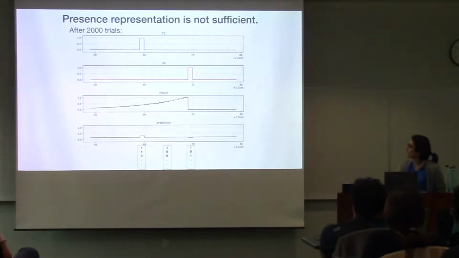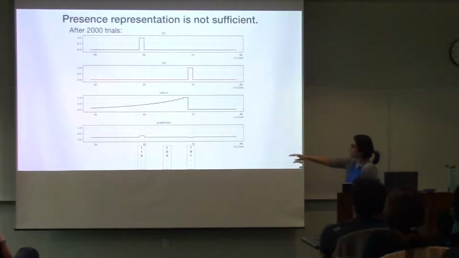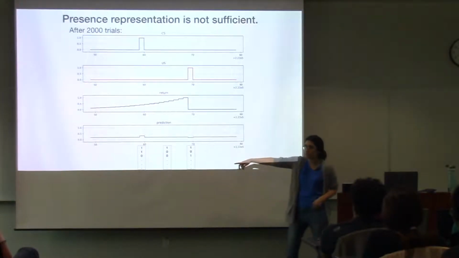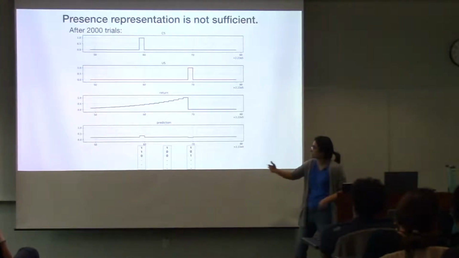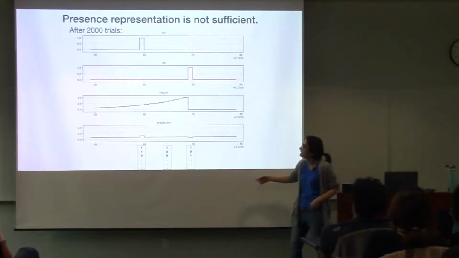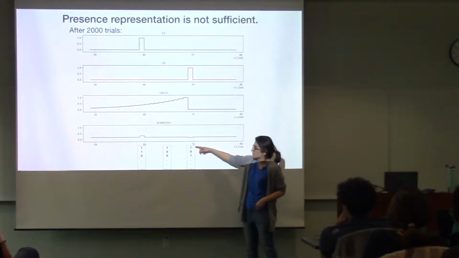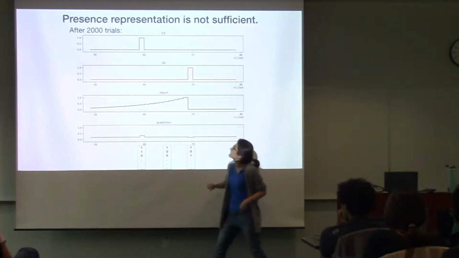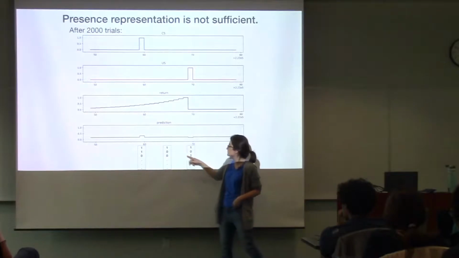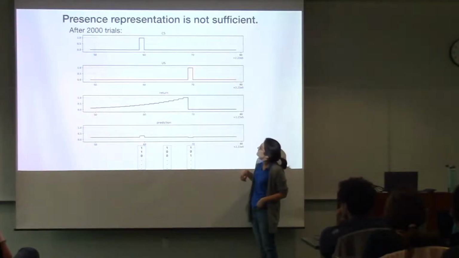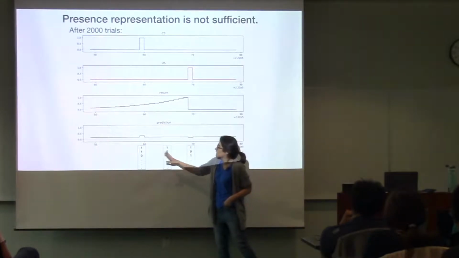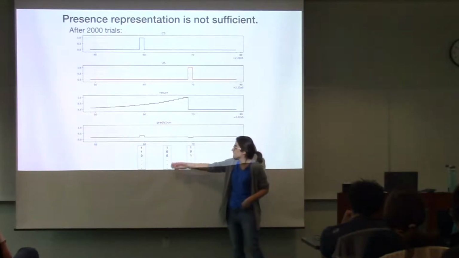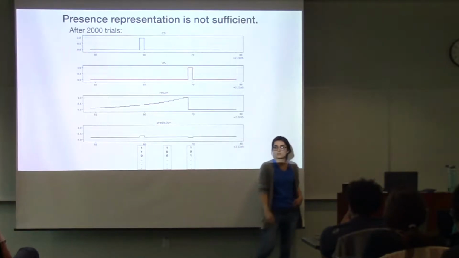So here I'm showing the representation to give some reasons why this is happening. This is the bias term, which is always on. This is the CS, which is one only when the CS is on, and this is the US, which is one only when the US is on. So during this time, the feature representation is just one, and maybe some of the distractors are on too.